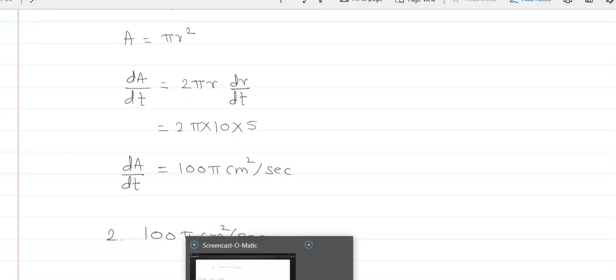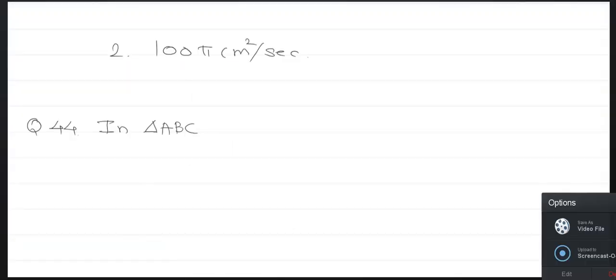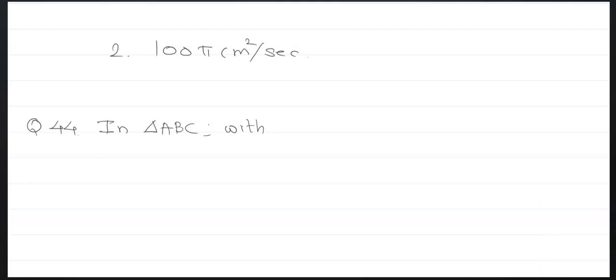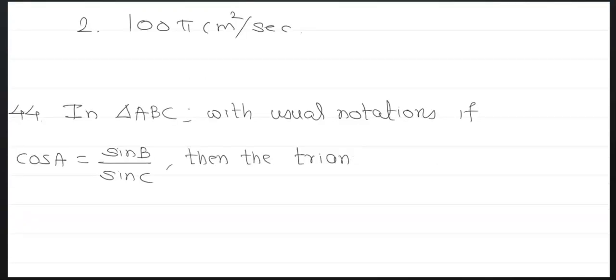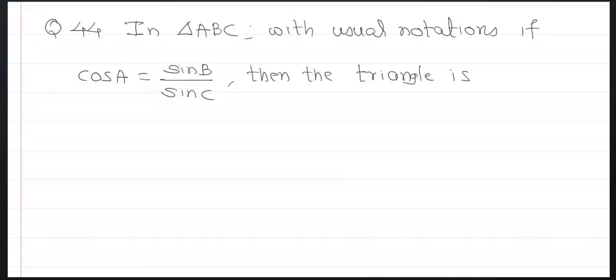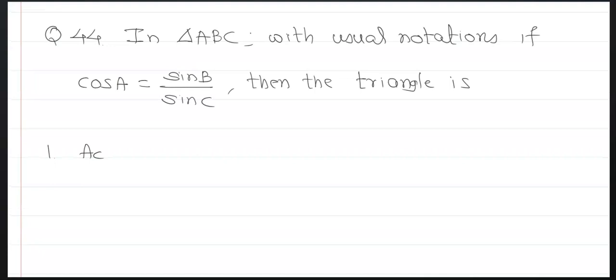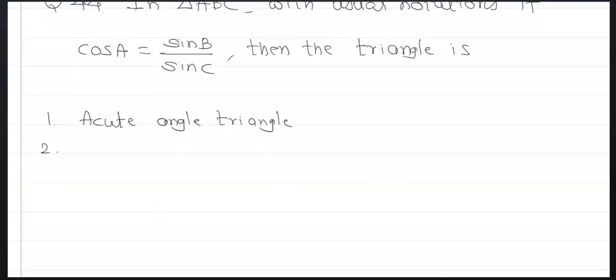Now the next question is, in triangle ABC with the usual notation, if cos of A is equal to sin B upon sin C, a very interesting problem, then the triangle is: first, an acute angle triangle. Second is obtuse angle triangle.